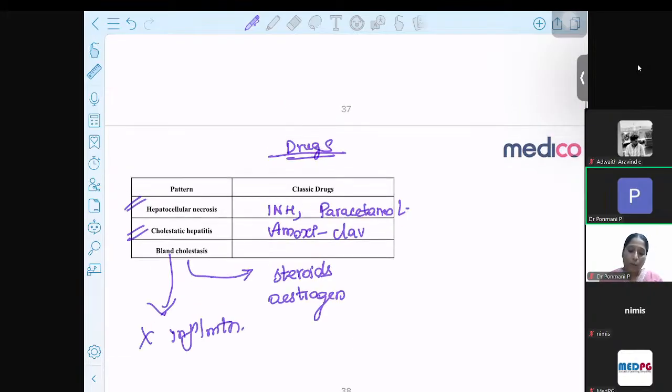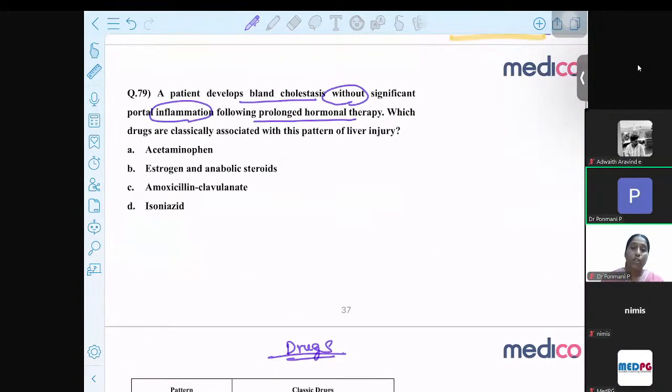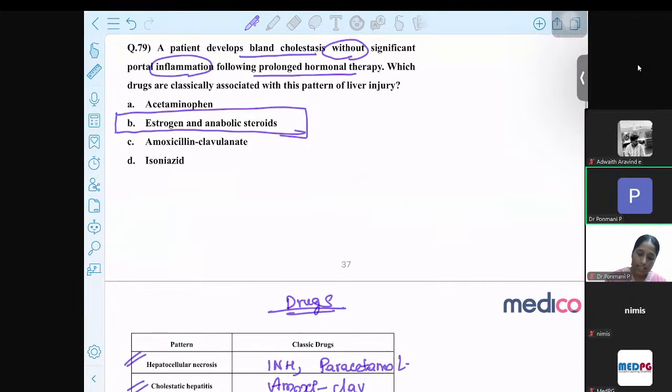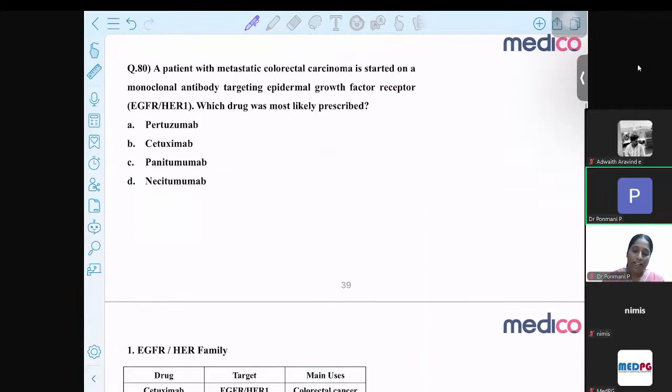Okay, so what was our question? The question was causing bland cholestasis. And here comes our answer, which is estrogen and anabolic steroids. So this is hepatocellular, and this is going to cause cholestatic hepatitis. Okay. Now moving into our next question.